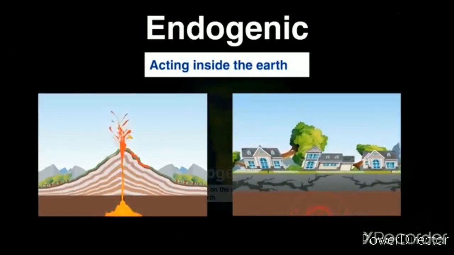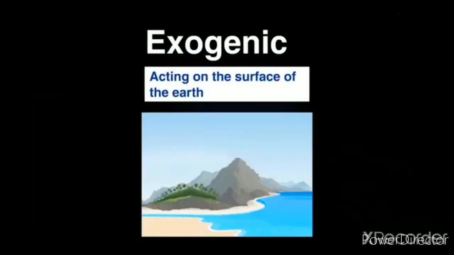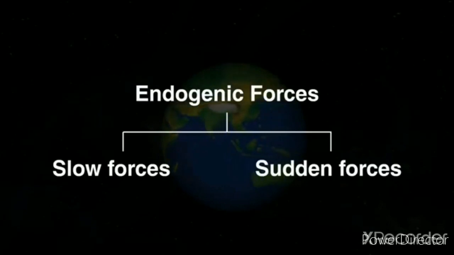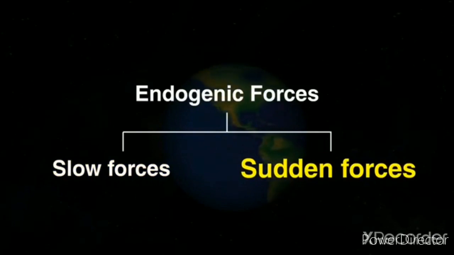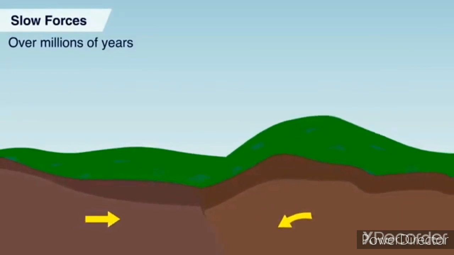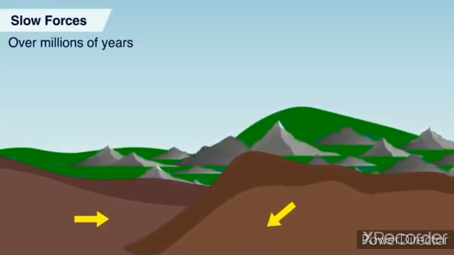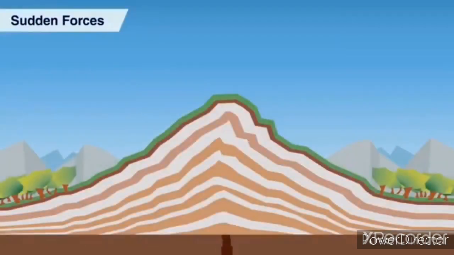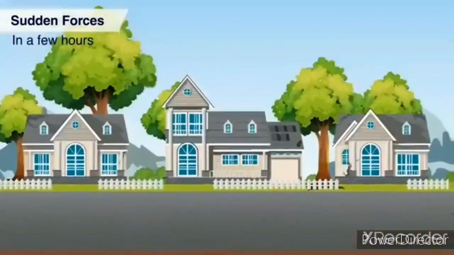Endogenic forces are those which are inside or beneath the surface of the earth, and exogenic forces are those which are on the surface of the earth. There are two types of endogenic forces: slow forces and sudden forces. Slow forces, as you can see, cause the formation of mountains. This is how the Himalayas were formed. Sudden forces result in volcanic eruptions and earthquakes.